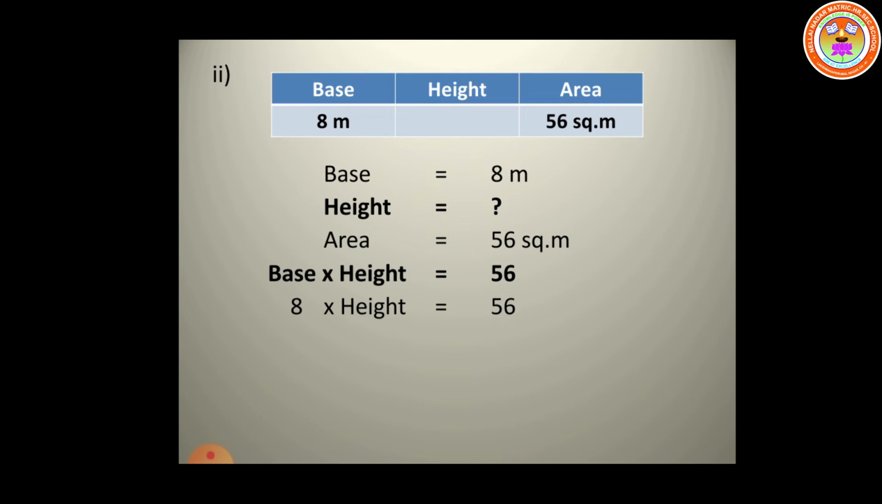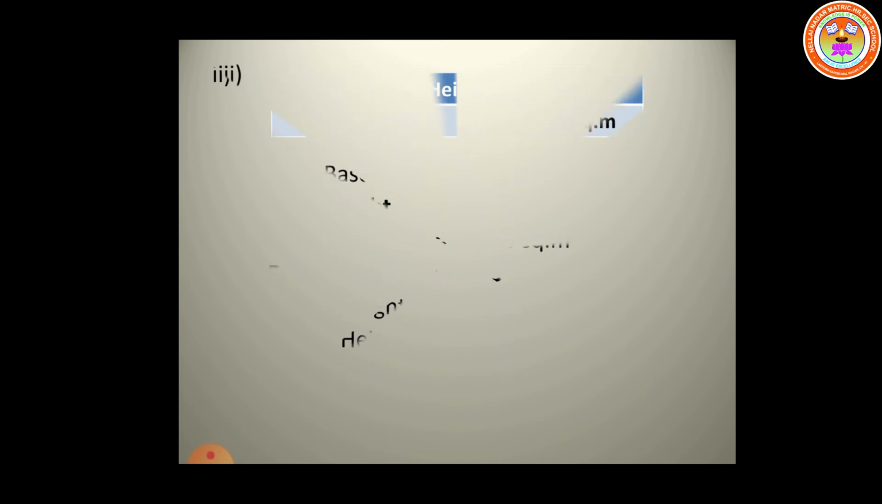We want to find height. So we just keep height in the left side and we will bring 8 to the right side. It becomes on the right side as divide 8. Height equal to 56 divide 8. When we divide by 8, we get the height is 7 meter. What is the answer for height? 7 meter. Let us move to the next one.